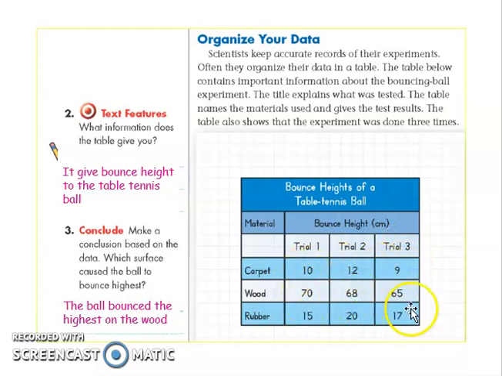Here, in number 3, make a conclusion based on the data. We can conclude easily because you made a chart. So here, the ball bounced the highest on the wood. Why? Look at the height on the wood surface: 70 centimeters, 68, and 65. So the best surface for bouncing a tennis ball is the wood. Okay? Here, in question number 2, what information does the table give you? It gives you the record of how a table tennis ball bounces on different surfaces.